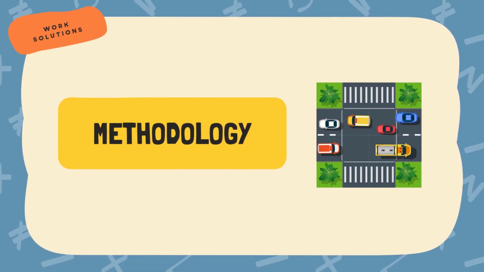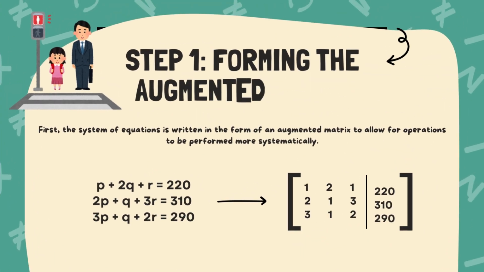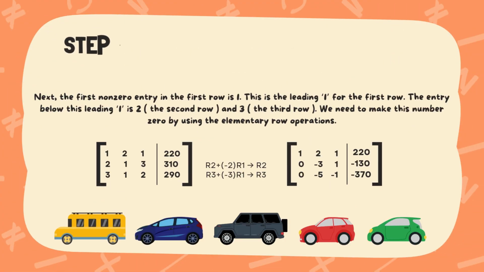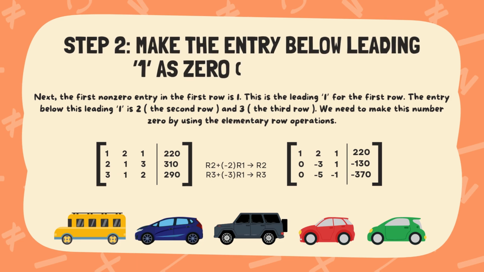Now, we will get into the methodology, the steps on how to solve the question. Since the question asks us to solve using the Gaussian method, we need to form the augmented matrix for the first step. Write the system of equations in matrix form. Step 2. Make all entries below the leading one on the first row into 0. As we can see, there are numbers 2 and 1 below the leading one of the first row.